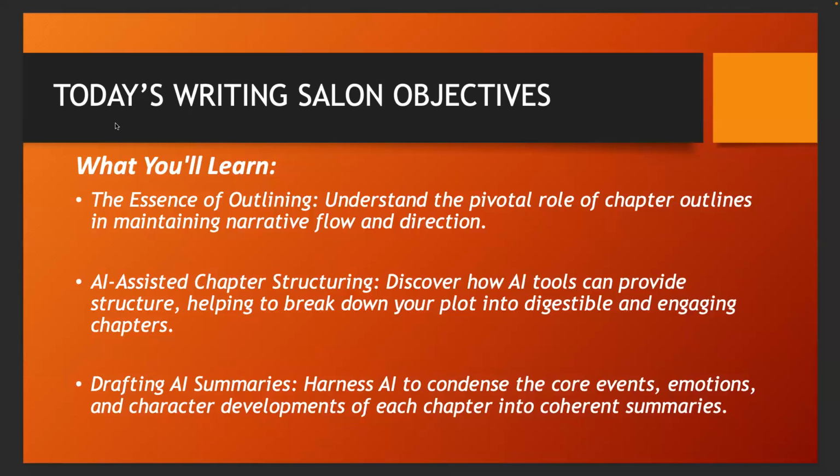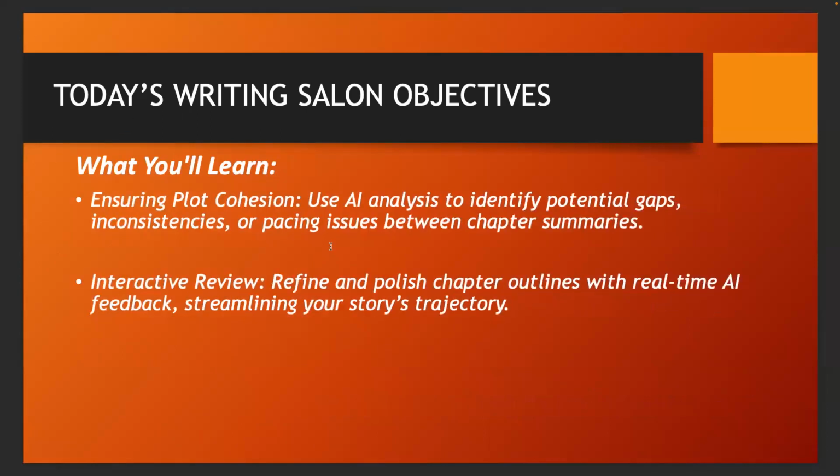Drafting AI summaries: harnessing AI to condense the core events, emotions, and character developments of each chapter into summaries. That is something that we're really going to focus on today. You'll also be learning about ensuring that your plot stays cohesive. Actually, that is a typo. That should be ensuring your plot is cohesive. Using AI analysis to identify potential gaps, inconsistencies, or pacing issues between chapter summaries.